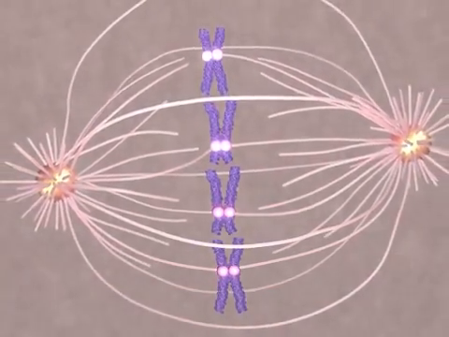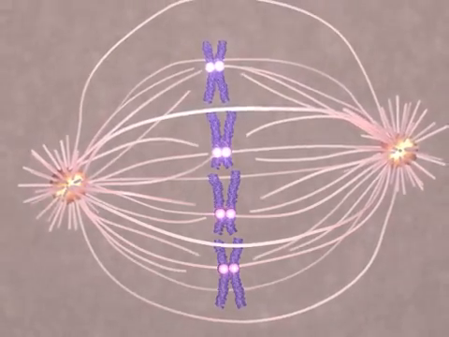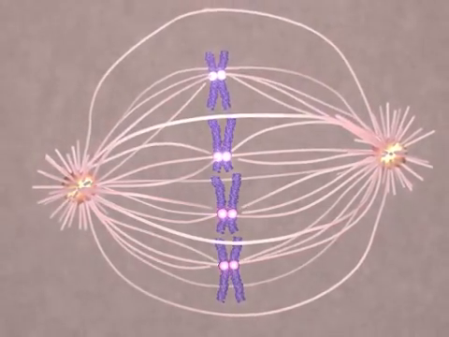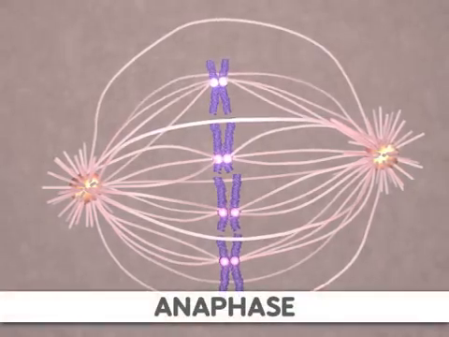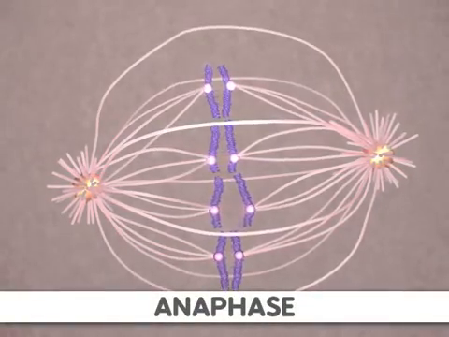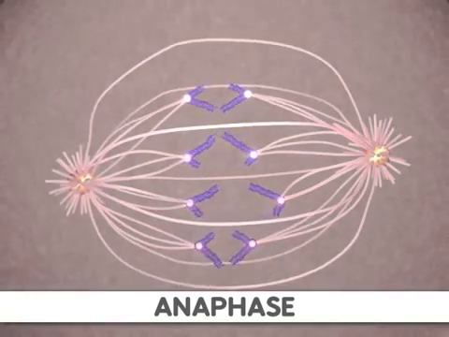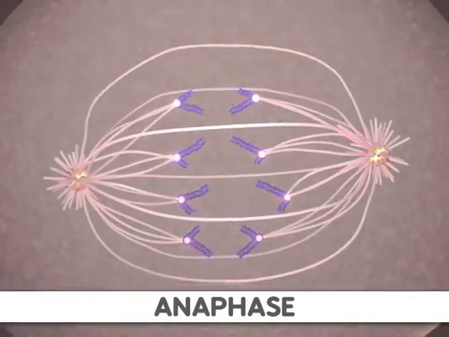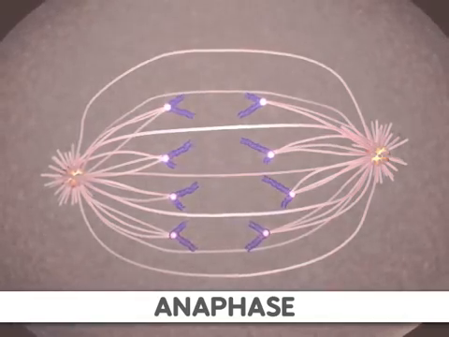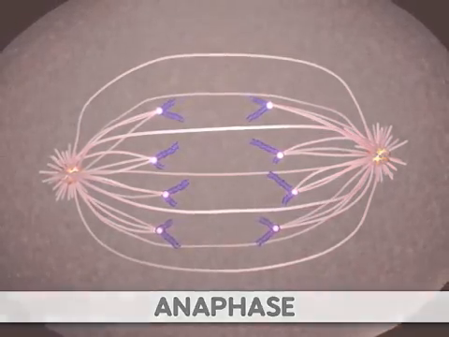This occurs during anaphase through a shortening of the microtubules attached to the kinetochores. Additionally, the poles of the cell move farther apart, causing increased separation of sister chromatids. At the end of anaphase, the sister chromatids have moved to the two ends of the cell.